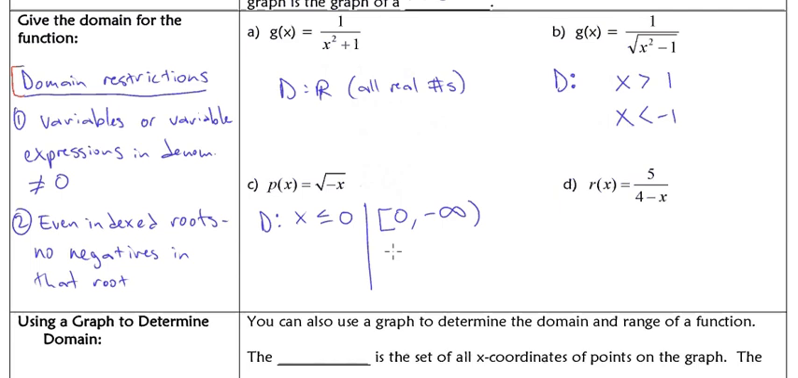And then if we're going to have it in set notation, we've got x is of the set of numbers where x is less than or equal to 0.